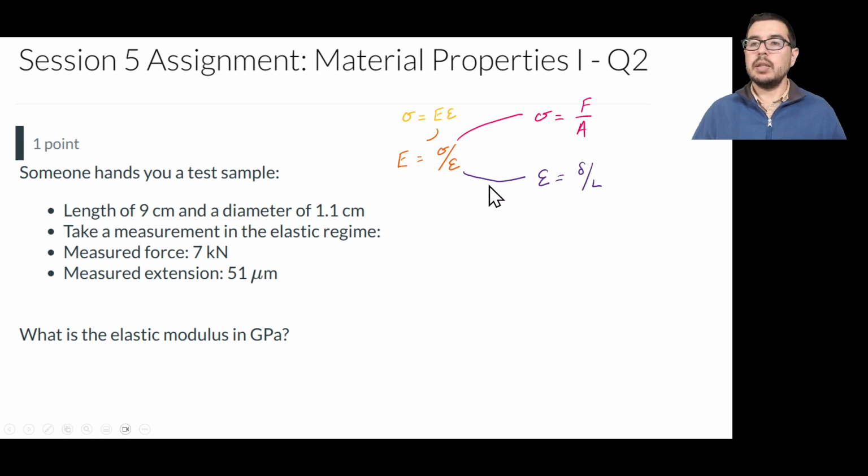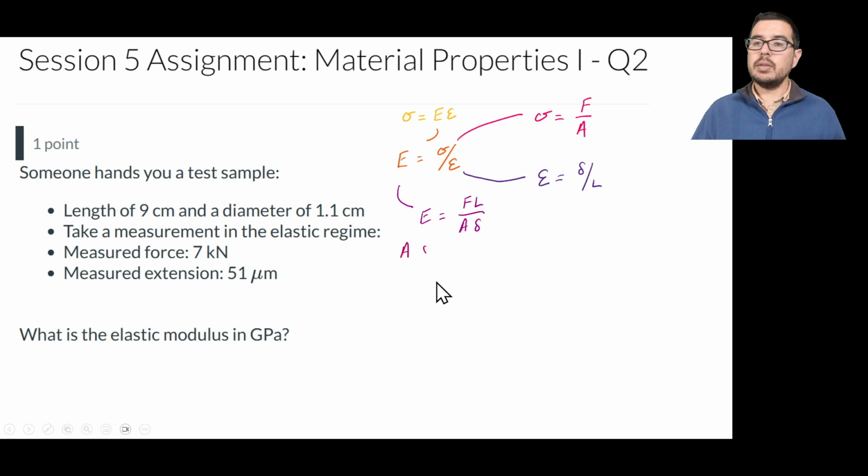We're seeing that there is a length, 9 centimeters. We're seeing that there's a diameter, which we can use to calculate area. We're seeing that there's a force, which is given here in the numerator, and there's an extension or a displacement of 51 micrometers, 51 microns, that comes in as the delta. Now, we can rearrange things and write that E is equal to FL over A delta by doing the algebra and the substitutions essentially. So this is one way that we can get to this result.